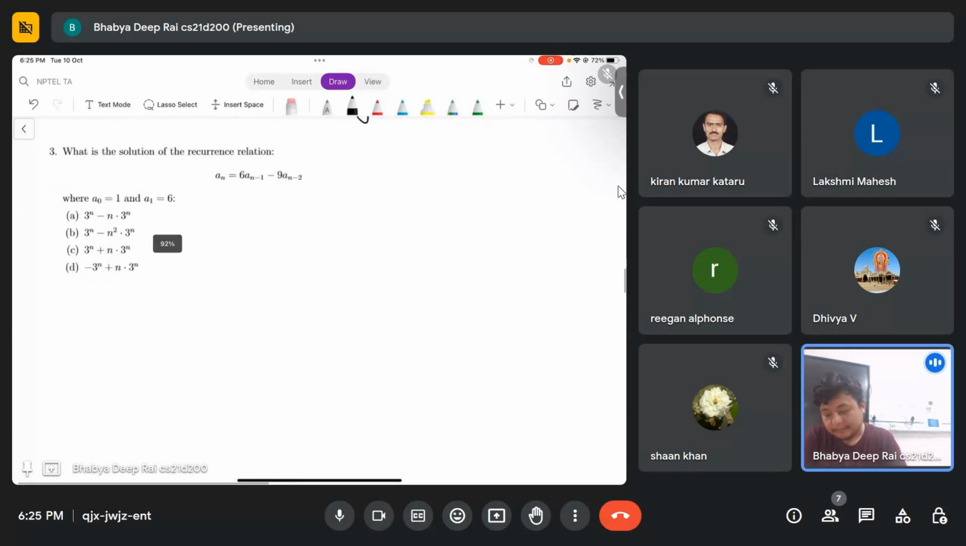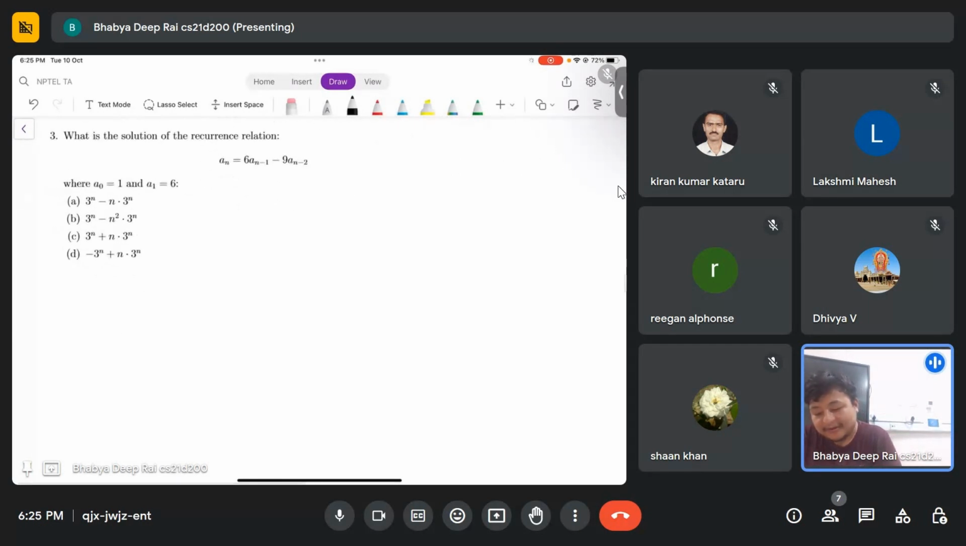So the question is, what is the solution of the recurrence relation a_n equals 6 a_(n-1) minus 9 a_(n-2)? So what is the idea again? You find the characteristic equation. Step 1 is find the characteristic equation.